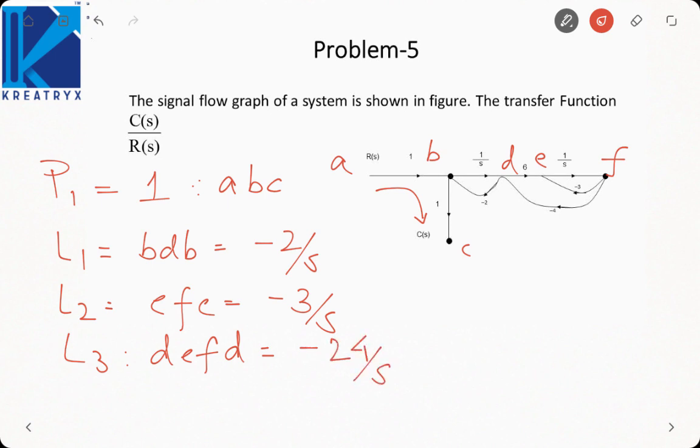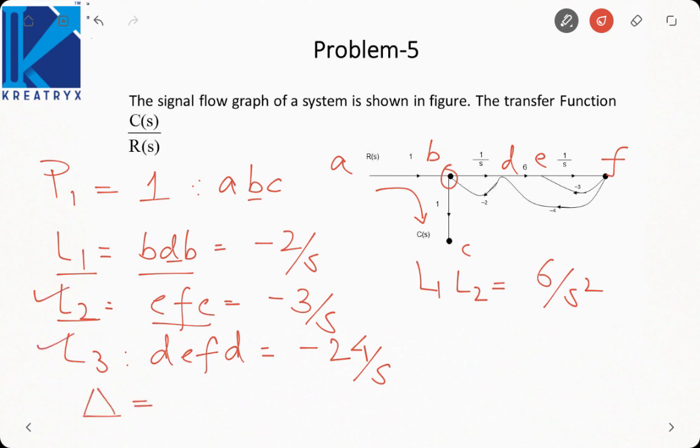Okay, out of which if you see L1 and L2 do not have any common terminal, BDB and EFE, so they are non-touching loops. So it would be 6 by S square. Now my forward path only touches L1. It touches L1 at B, but it does not have any common terminal with L2 and L3.